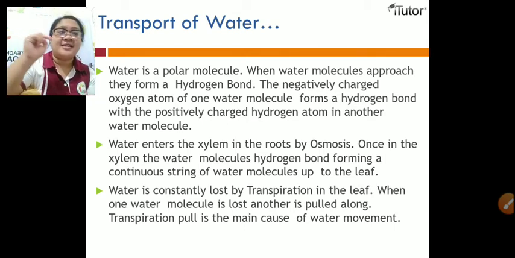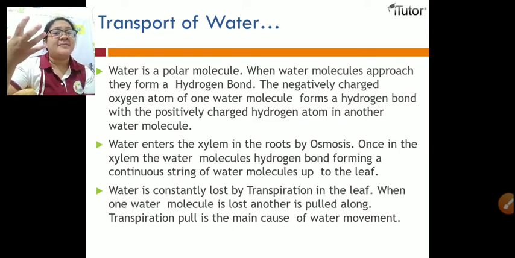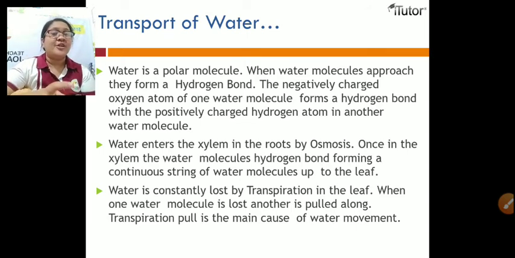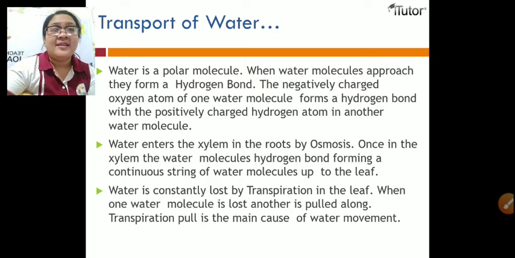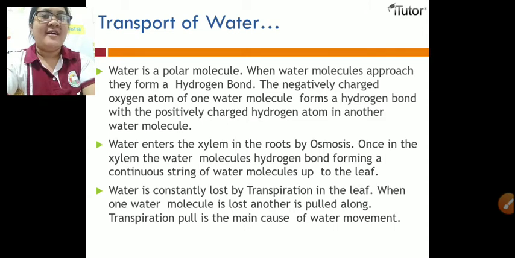Water enters the xylem in the roots by osmosis. Once in the xylem, the water molecules, held by hydrogen bonds, form a continuous string of water molecules up to the leaf. Water is constantly lost by transpiration in the leaf. When one water molecule is lost, another is pulled along. Transpiration pull is the main cause of water movement. Remember that. Okay, let's move.